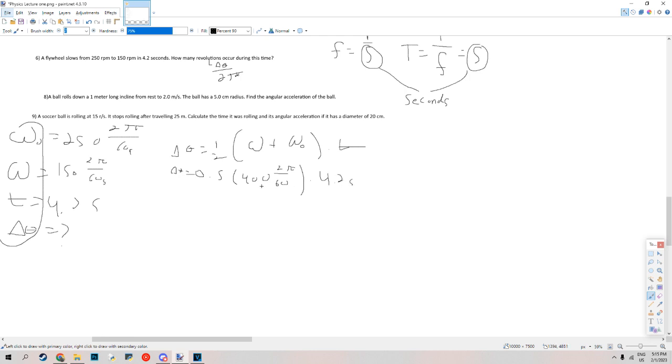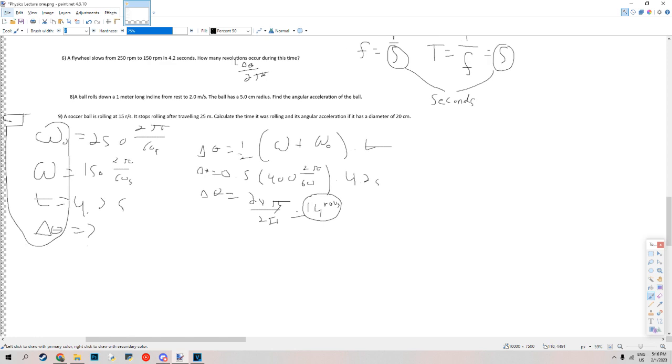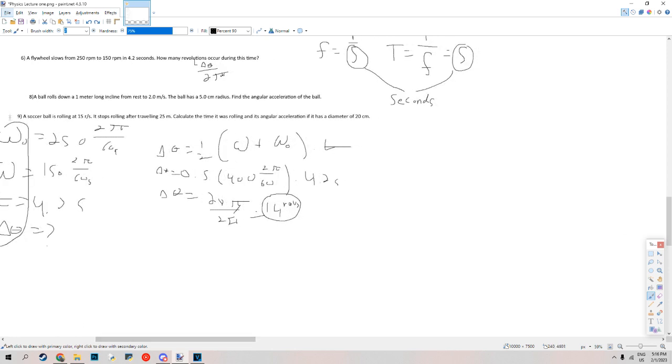And here we just plug all this into the calculator, and we get that delta theta is equal to 28 pi. 28 pi, easy number. So to find the number of revolutions, we need to divide 28 pi by 2 pi. Pi cancels out, 28 divided by 2, we get 14 revolutions. And that's number 6.